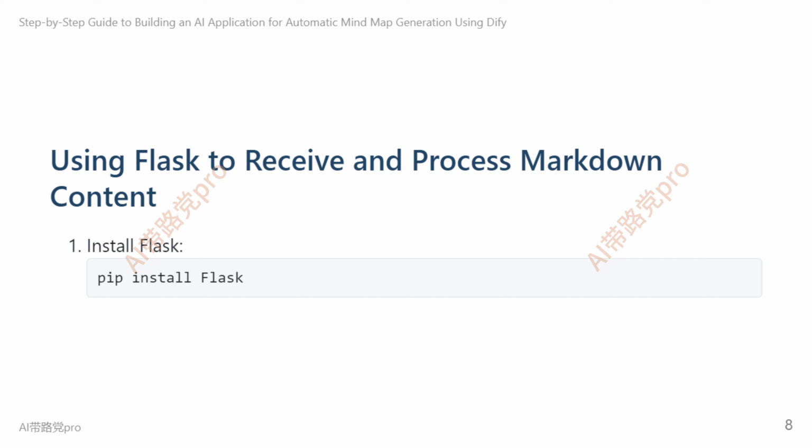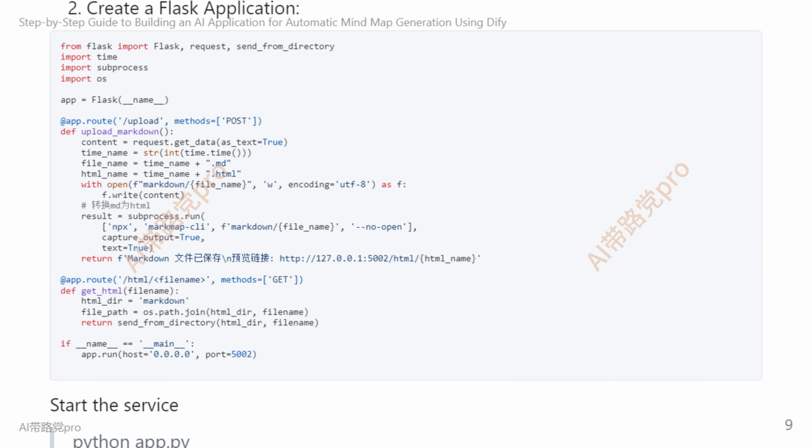Next, let's look at how to use Flask to receive and handle Markdown content. First, you need to install Flask. Enter the following command in the terminal: pip install Flask. Then, create a Flask application as shown in the code below. This application can receive HTTP post requests, save Markdown content as a file, and use the Markmap CLI tool to convert it into an HTML file. Finally, it returns a JSON response containing a link to view the generated mind map.